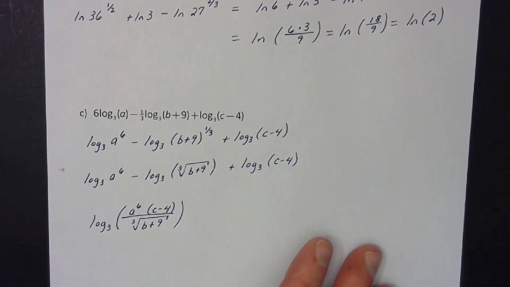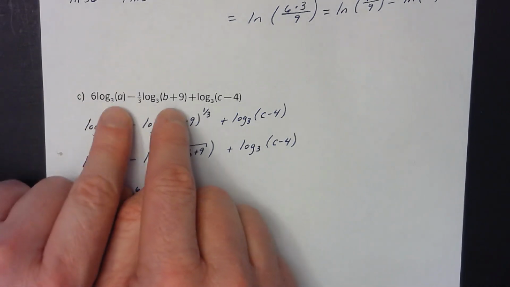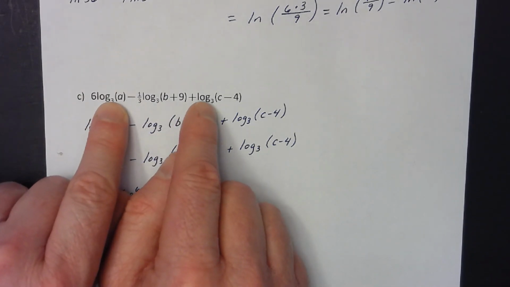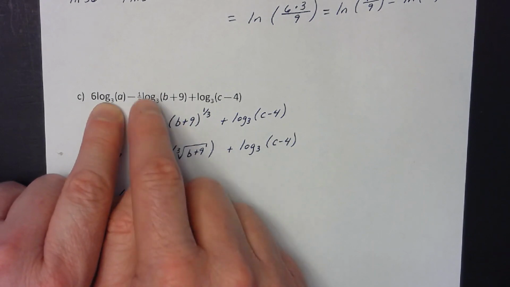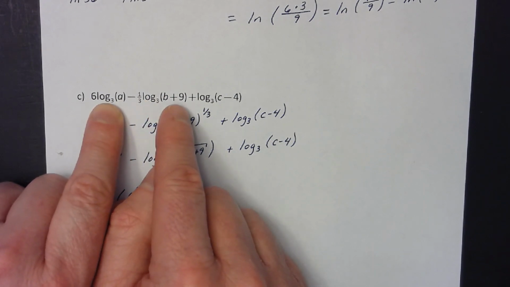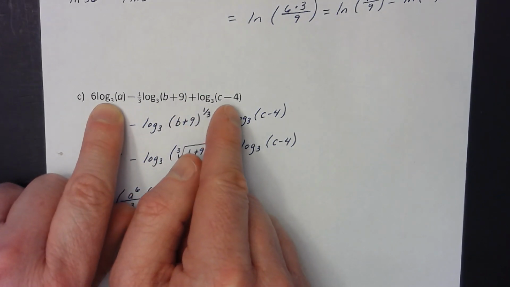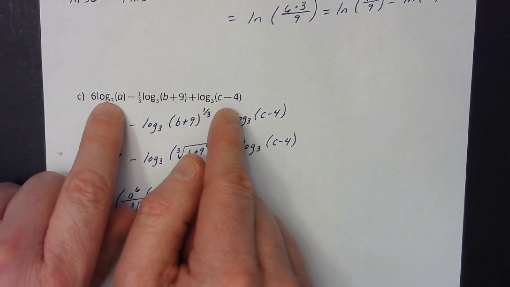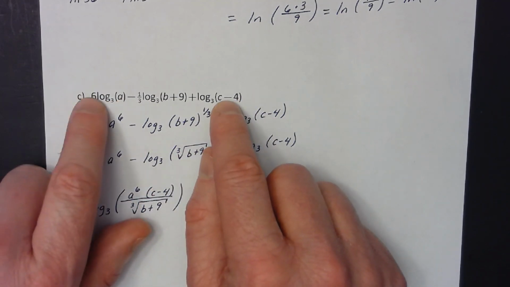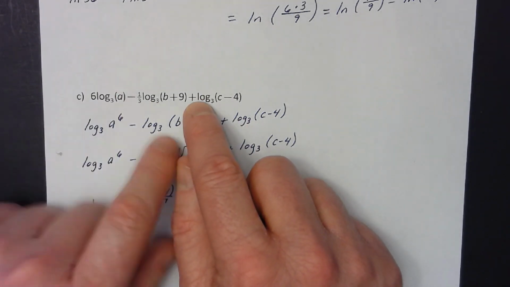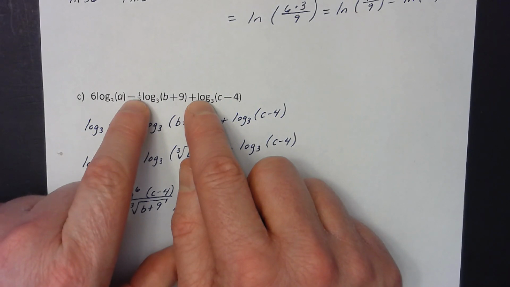Up next here, again, I'm wanting you to condense down to one logarithmic function in terms of log base 3. So in this one I have 6 log base 3 of a minus 1/3 log base 3 of b plus 9 plus the log base 3 of c minus 4. So again, I know I'm going to have 2 of these logarithm terms end up in the numerator because this is a positive log, this is a positive log. The term inside this logarithm is going to end up in the denominator because that log is being subtracted.